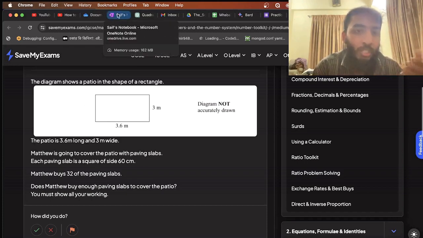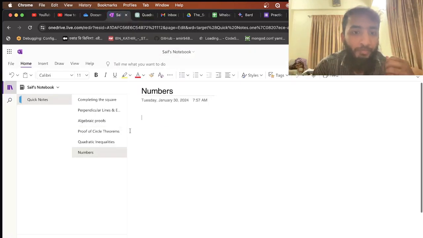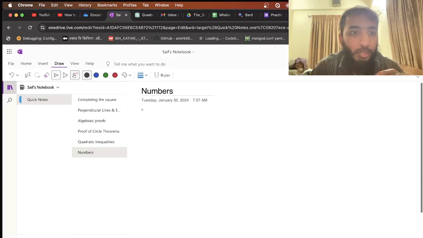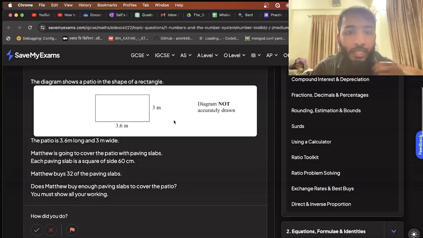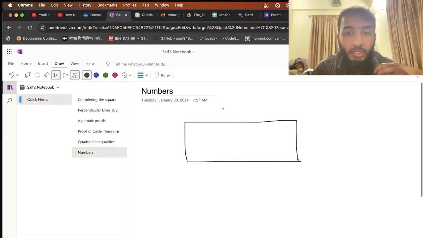So let's try to solve this problem. Let me draw with the pen tool. Let's say this is the rectangle. The rectangle has a length of 3.6 meters and a width of 3 meters.